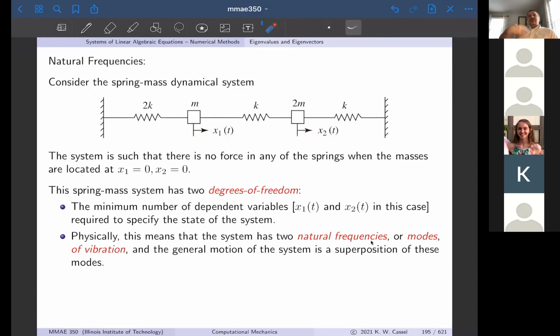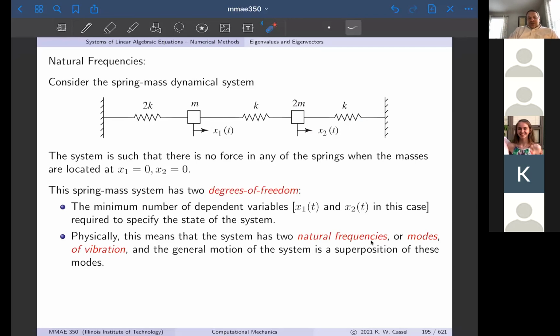And we want to know, how does that happen? What are the governing equations of that process? More specifically, I want to look at the natural frequencies of vibration, which I'll discuss what those represent in a moment.